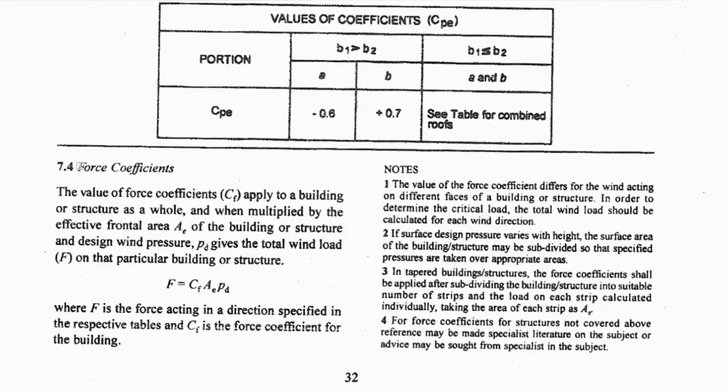So the final step is to calculate the wind load. The wind load is calculated using the force coefficient method. The wind load is equal to Cf times Ae times Pd, where Cf is your force coefficient, Ae is your effective frontal area, and Pd is your design wind pressure. We already calculated the design wind pressure. Now we have to see the values for Cf, that is the force coefficient, and the effective frontal area.